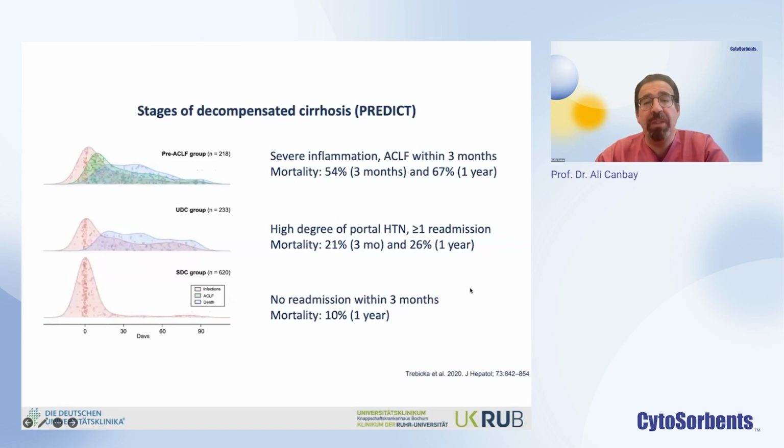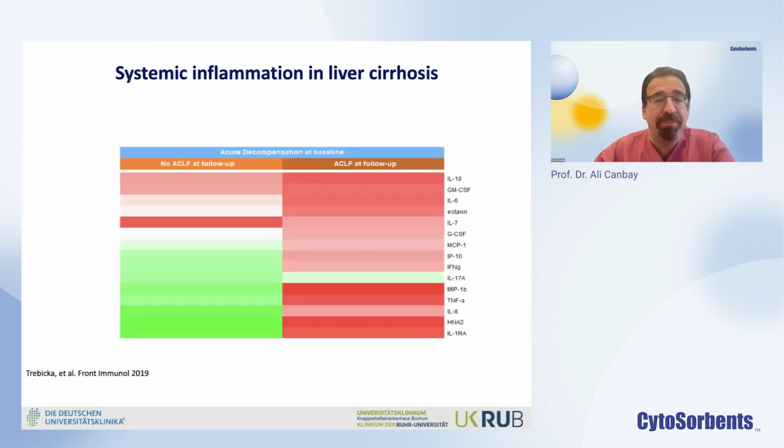So in the stage of decompensated cirrhosis, in this kind of patient with severe inflammation, ACLF has a mortality around 54% at 3 months and 67% at 1 year. And then with a high degree of portal hypertension with readmission, mortality is around 21% at 3 months and 26% at 1 year, and with no readmission, mortality at 3 months is only 10% at 1 year. And this is very important to understand: what decompensated cirrhosis means.